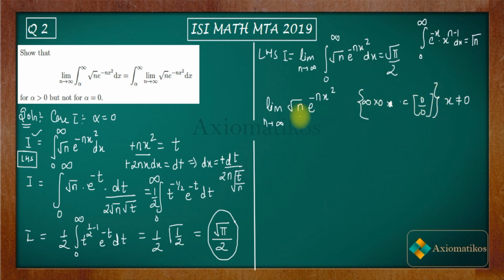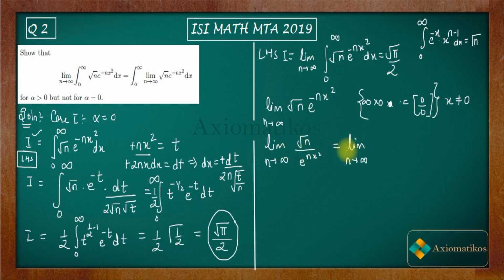So what you can do? You can apply L'Hospital rule. To apply L'Hospital rule, I will first take e to the power n x square to the denominator. Now it's an infinity by infinity case, so you can apply L'Hospital rule. I am not stating L'Hospital rule because that will make this video a little bit longer. Try to see L'Hospital's rule somewhere in your analysis books.